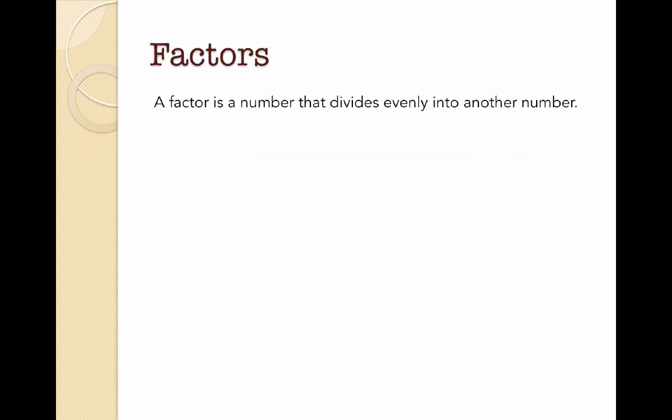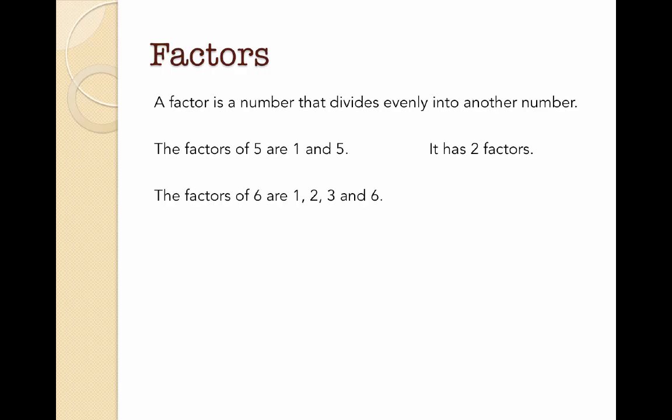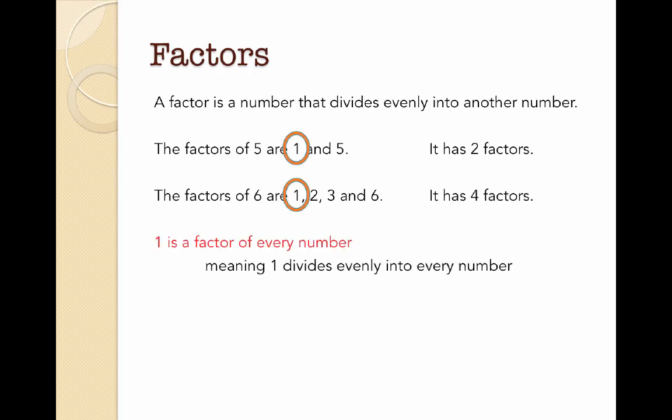So let's have a look at what a factor is. A factor is a number that divides evenly into another number. For example, the factors of 5 are 1 and 5 because 1 and 5 will both divide evenly into 5. There are two factors for number 5. The factors of 6 are 1, 2, 3, and 6 because each of those numbers will divide evenly into 6. There are 4 factors.